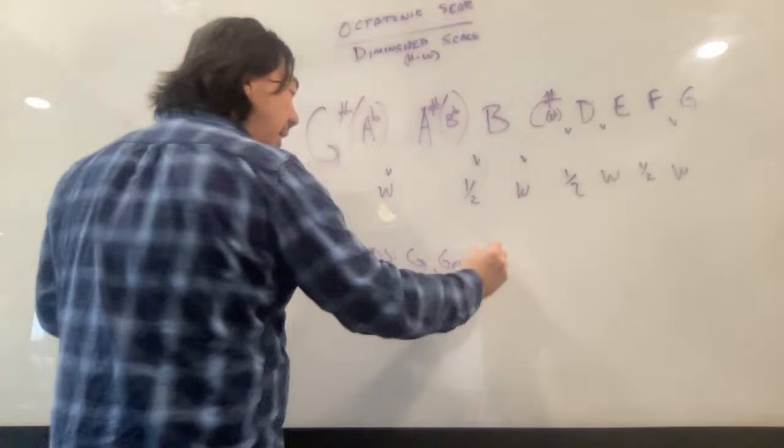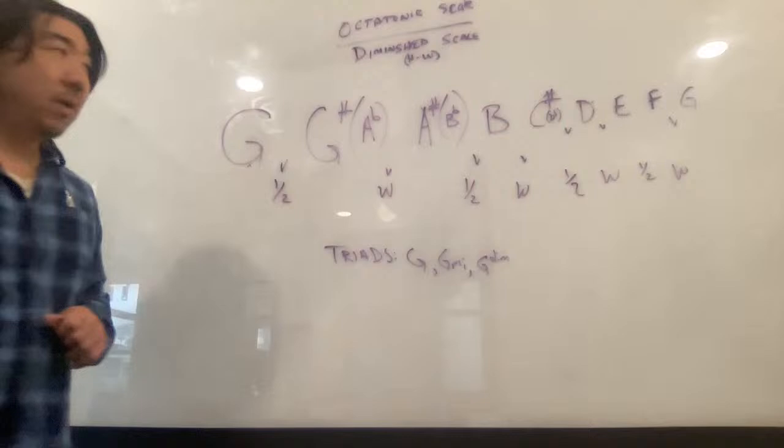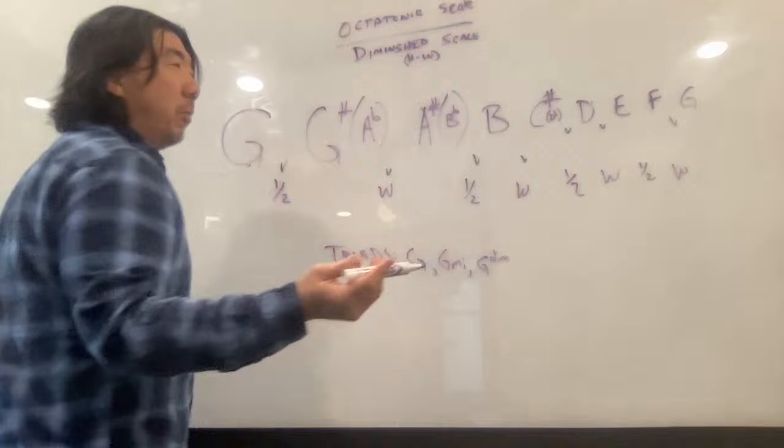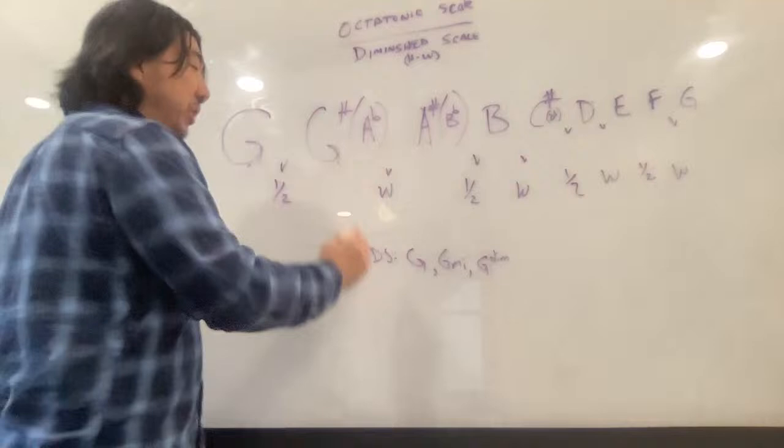You have G major, G minor, G diminished. That's C sharp, we're gonna call it D flat. All in this one scale, we have all three triads. Pretty brilliant. What about, you're probably wondering, what about augmented? Is there a G augmented? The answer is no. G, B, D sharp. Nope, no augmented triad. So we have G major, G minor, and G dim.